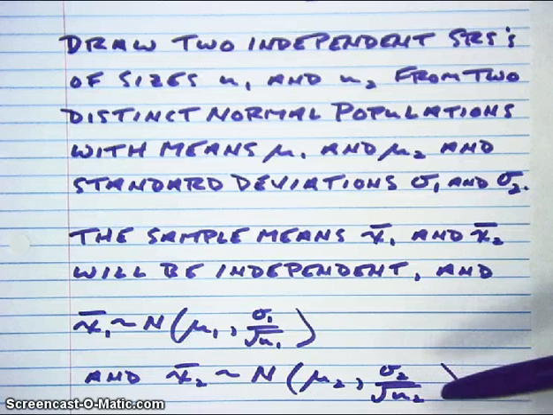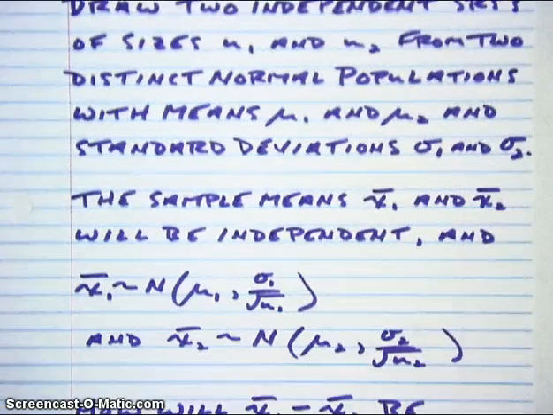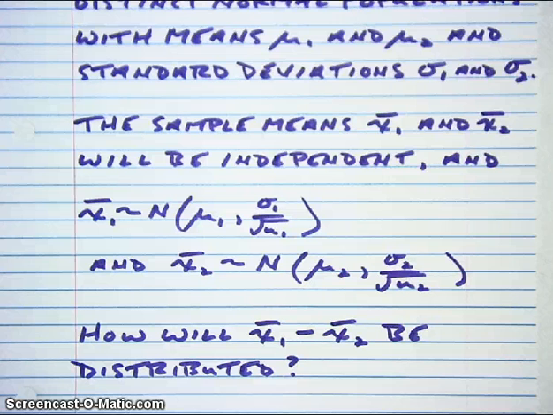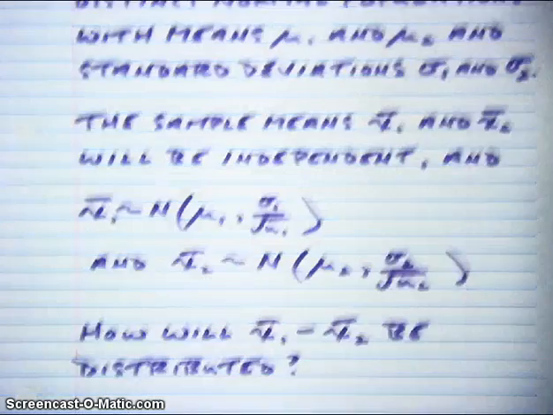Now what we're interested in is using that information to say how the difference between x1 bar and x2 bar will be distributed. When you're talking about the distribution of any random variable, you always want to talk about the center, the spread, and the shape. So let's look at that next.